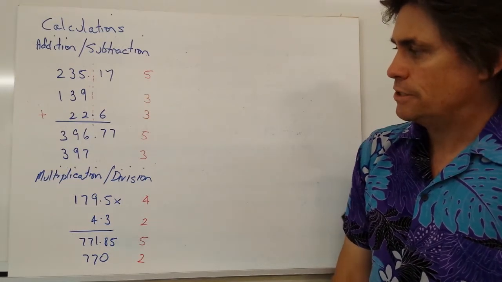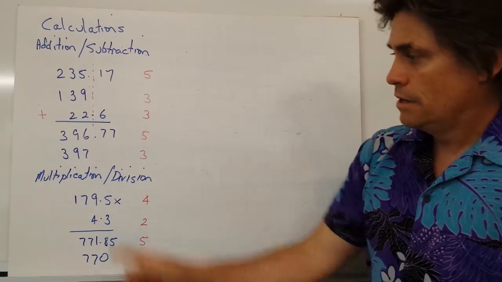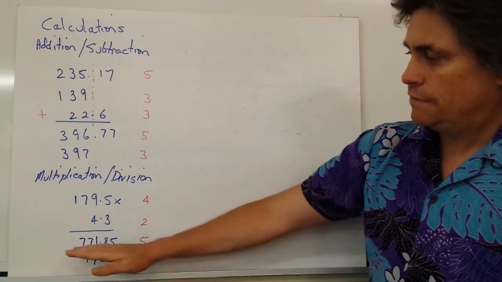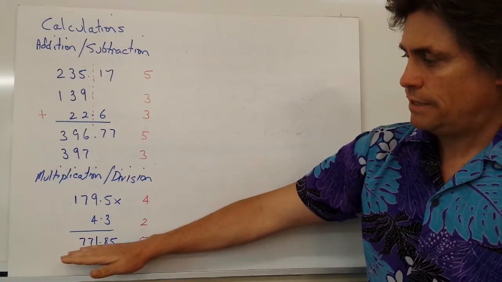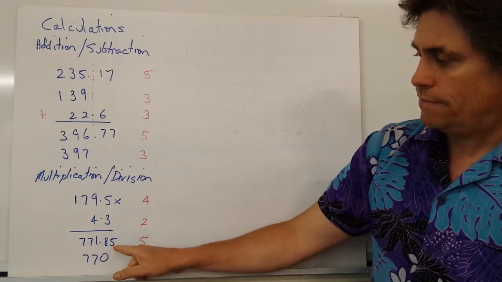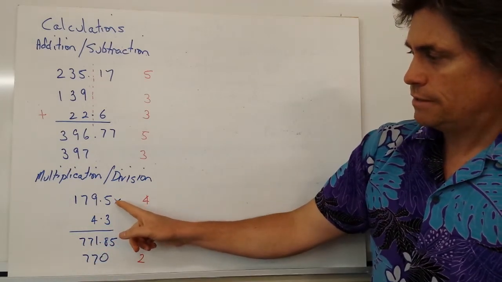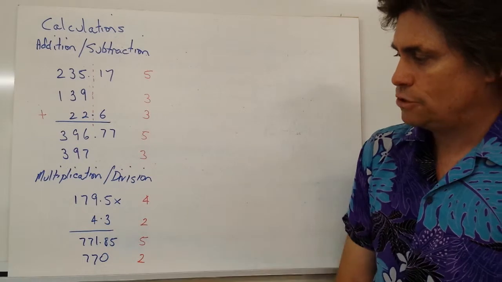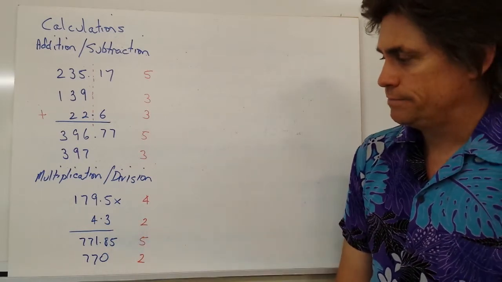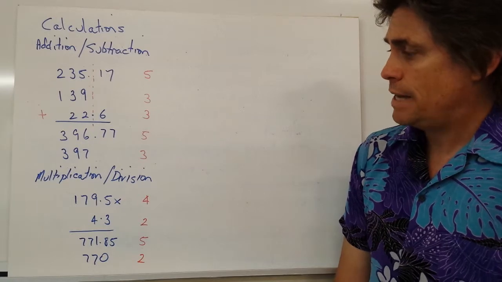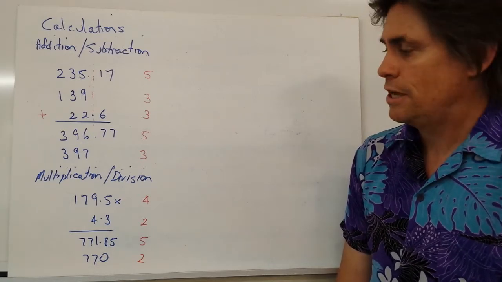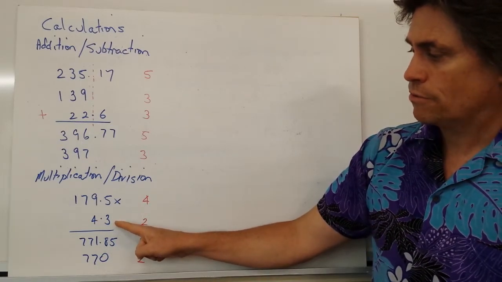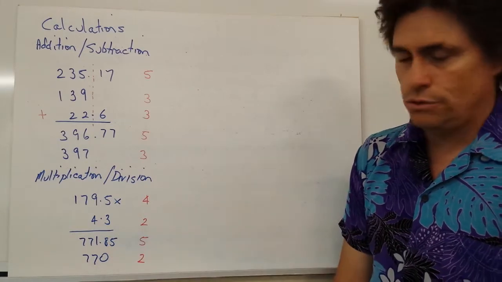Let's look at a multiplication question, and it's exactly the same for division as well. We have 179.5 times 4.3. That gives us an answer, without taking into account significant figures, of 771.85. Our first number has 4 significant figures. Our second one has 2, and our final answer has 5. Now, as we've said previously, the answer can only be as precise as our least precise measurement. So we've got 2 significant figures from the 4.3. Therefore, our answer can only have 2 significant figures.